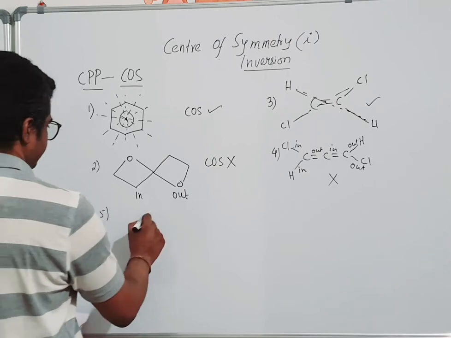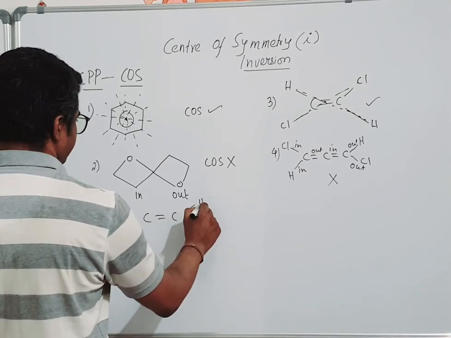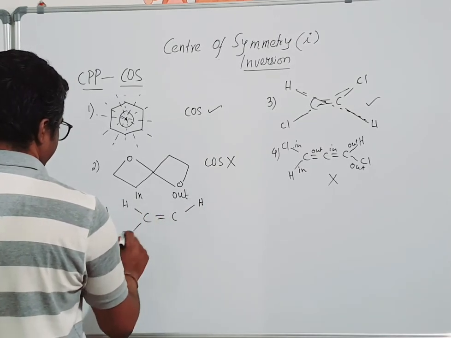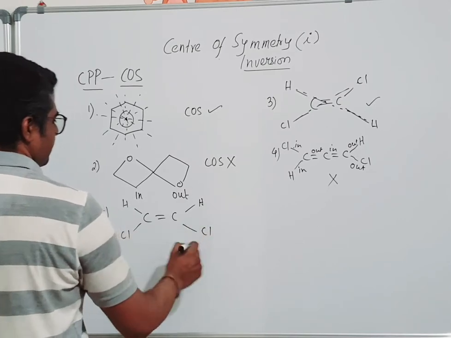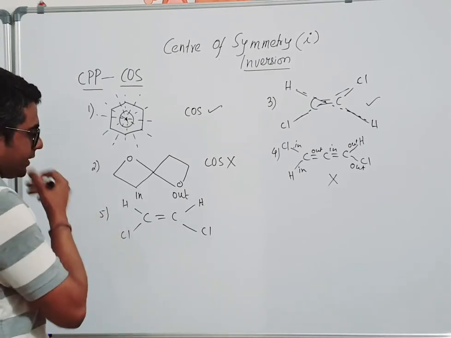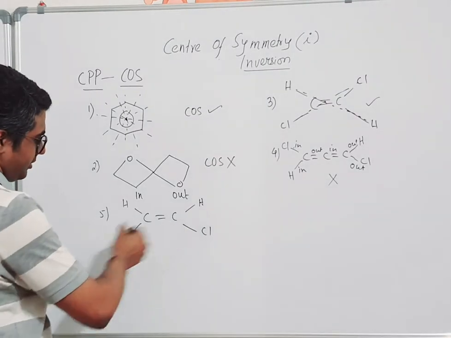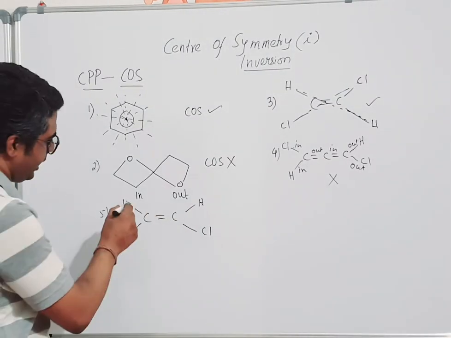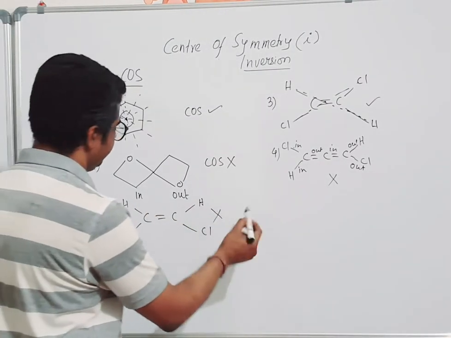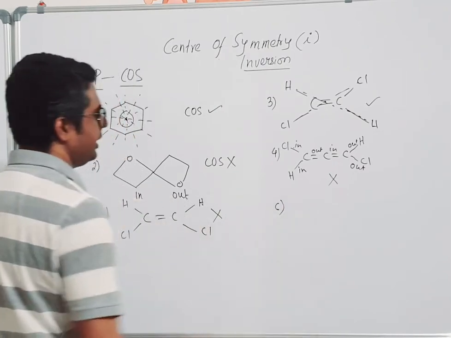Five. Will there be any center of symmetry in this case? I don't think there is a chance. It is not possible. H to Cl is not possible. No center of symmetry. Clear?